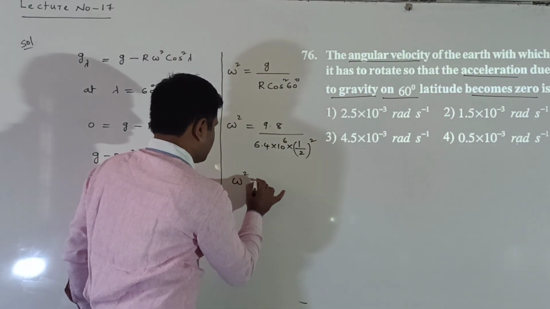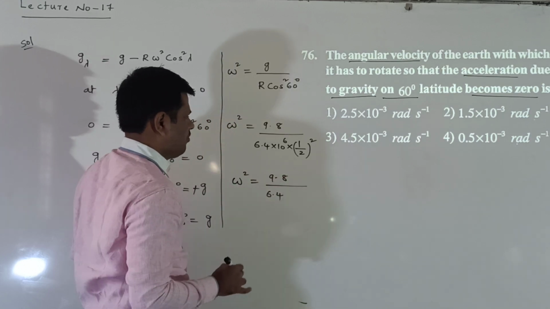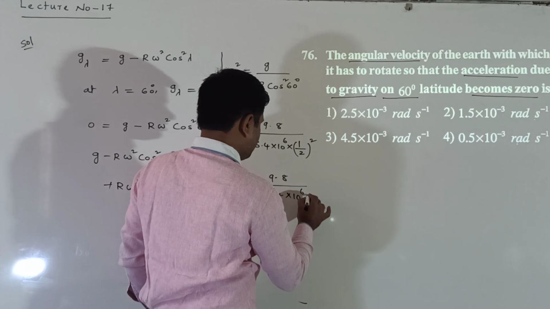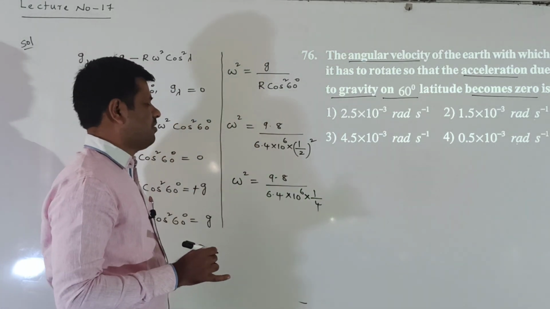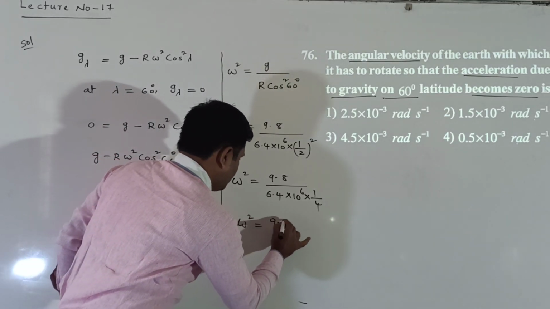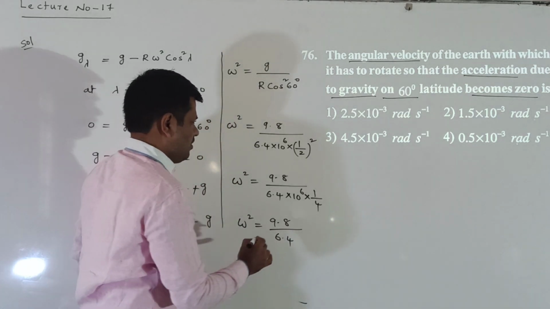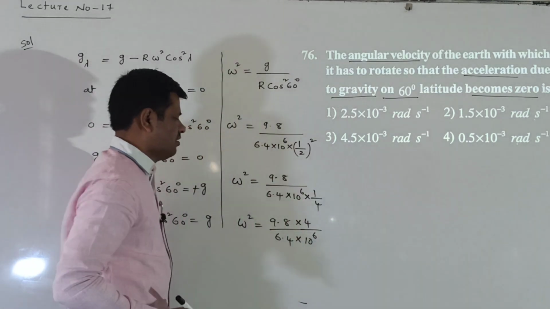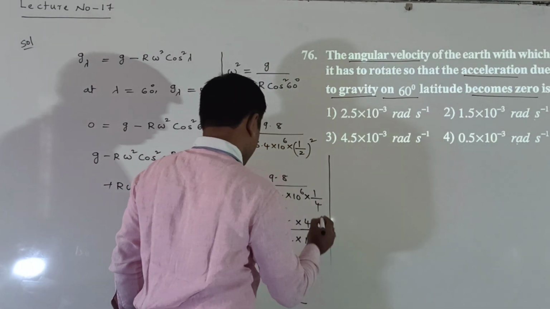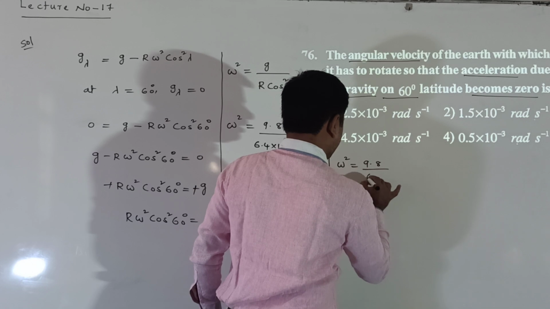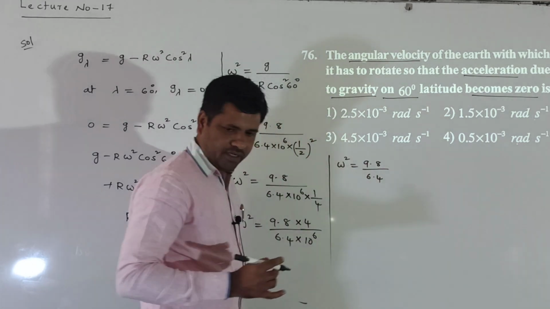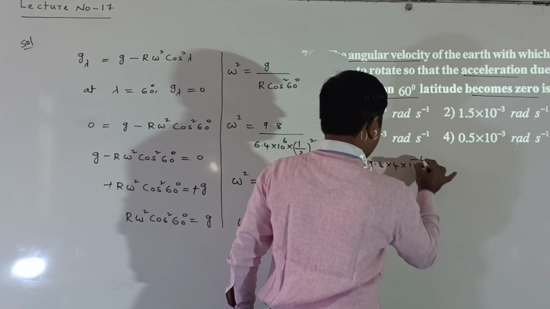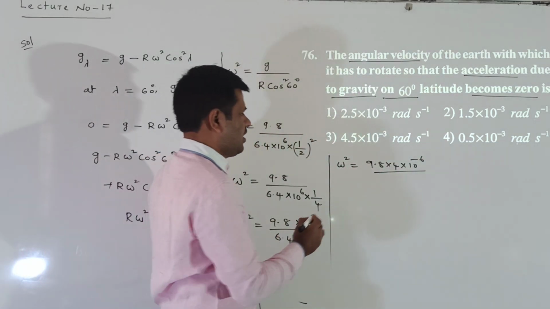Cos square 60 is 1 by 2 square, which is 1 by 4. Omega square is equal to 9.8 by 6.4 into 10 power of 6, and the 1 by 4 is coming into the numerator as 4. The 10 power of 6 also goes to the numerator as 10 power of minus 6. So omega square is equal to 9.8 into 4 into 10 power of minus 6 by 6.4.